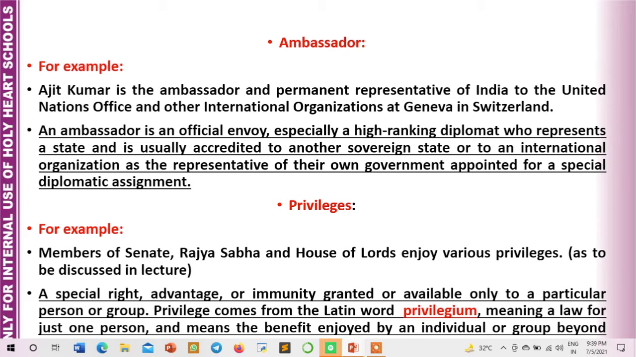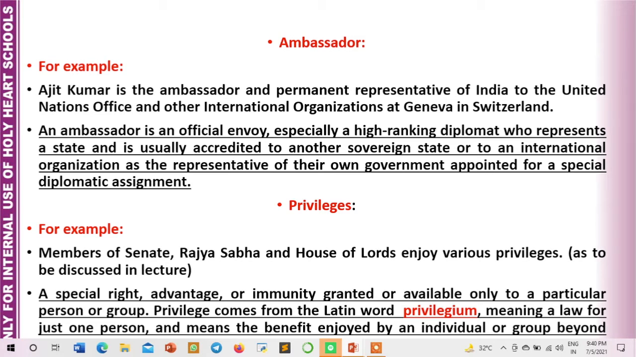So, what is an ambassador? An ambassador is an official envoy, especially a high ranking diplomat who represents a state and is usually accredited to another sovereign state or to an international organization as the representative of their own government appointed for a special diplomatic assignment. The next key term is privileges.